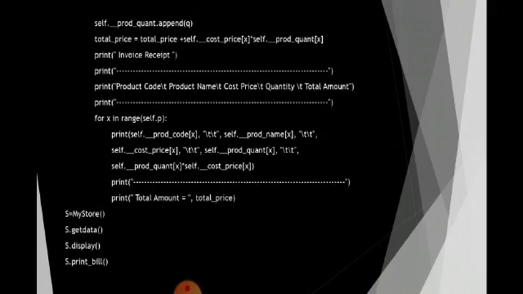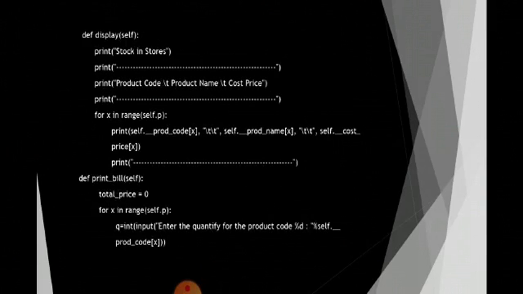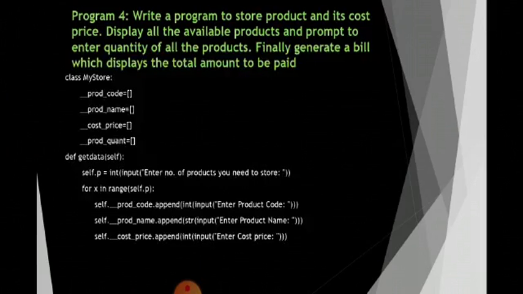Now you can see what the member functions inside this class are, and why we are defining those member functions at all. So what is the class name? MyStore. class is the keyword. After the keyword I have to specify the class name. Here the class name is MyStore, colon.